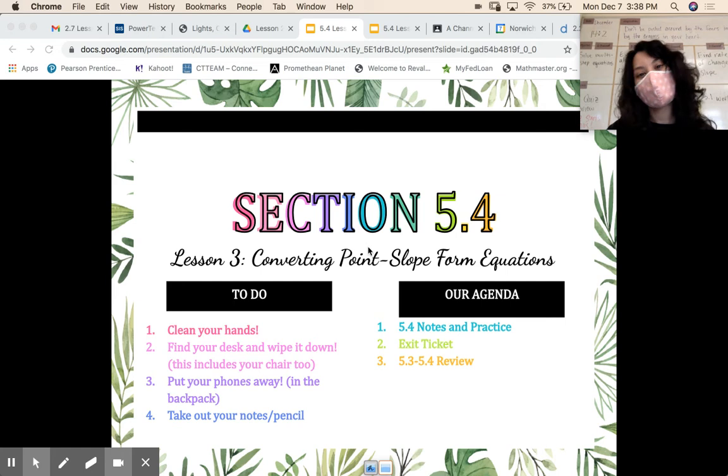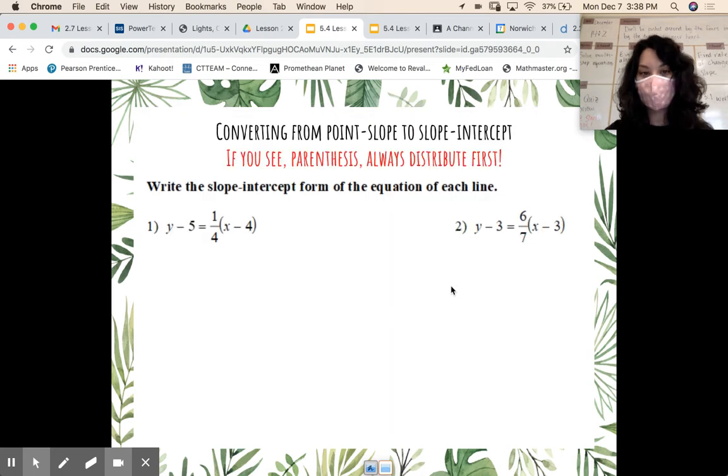We're gonna keep going with section 5.4 here. This will be the third and final lesson that I've created for this section, which is all about converting point slope form equations. So grab your notebook and your pencil and let's get started.